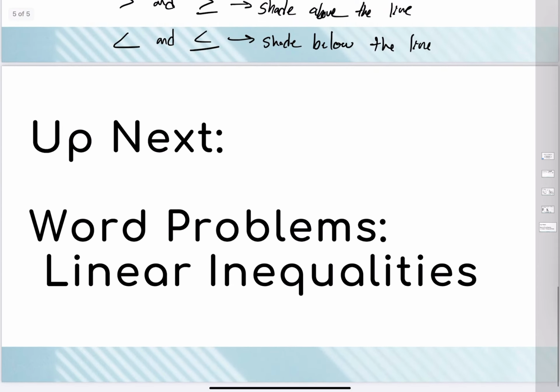And that is how you solve and graph linear inequalities. Up next, we'll look at word problems dealing with linear inequalities.